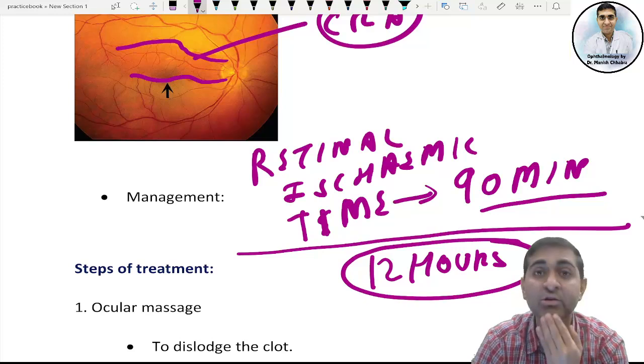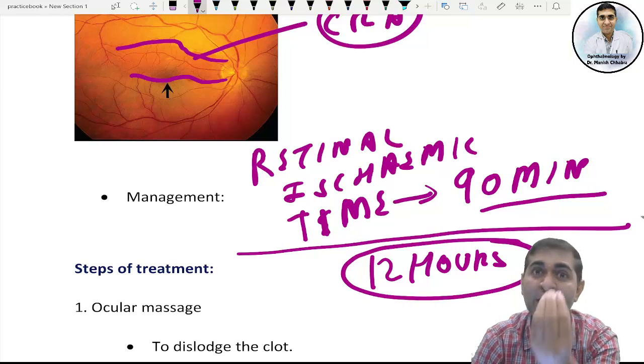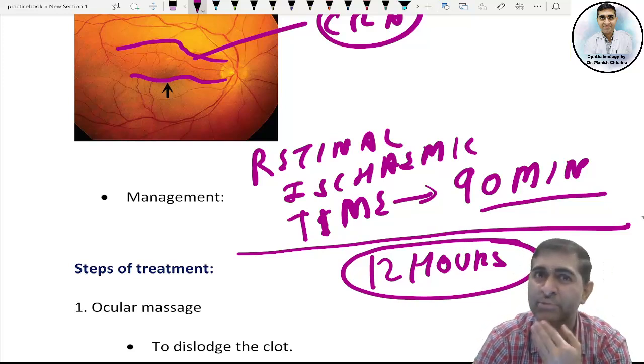Now you'll say, sir, why not other IOP lowering drugs? Because IV mannitol starts acting in just 20 minutes and it acts by, can you tell me the mechanism of action? We use it in glaucoma only, acute attack of angle closure glaucoma.